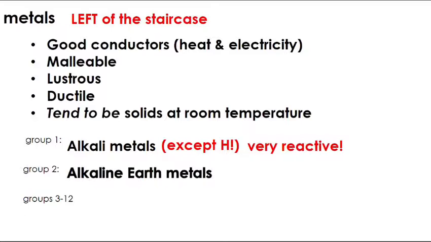Group 2, right next to them, has a very similar name. It's the alkaline earth metals. The way I remember the difference between these is Group 1 has one special name for its metals. Group 2 has two names, alkaline earth metals. And then groups 3 through 12, kind of that ditch in the middle of the periodic table after the second column and before the other big chunk that sticks up, are what we call transition metals.